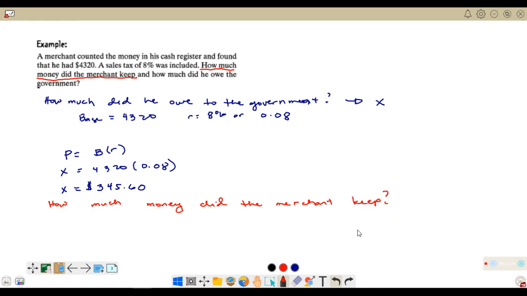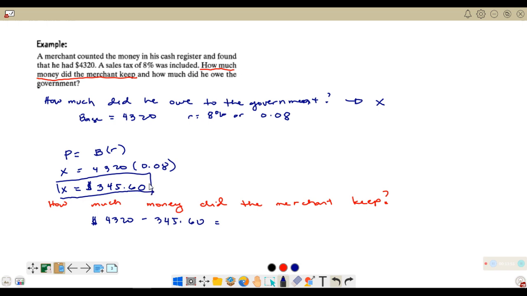So, in solving for this particular problem, we can, again, represent this by an equation. So, ano naman yung equation na gagamitin natin? So, we know that here, the tax 345.60 must be deducted from 4,320. So, simpleng approach muna tayo. We can write this as 4,320 minus 345.60. Ito yung isang solution if you already know this part, x.